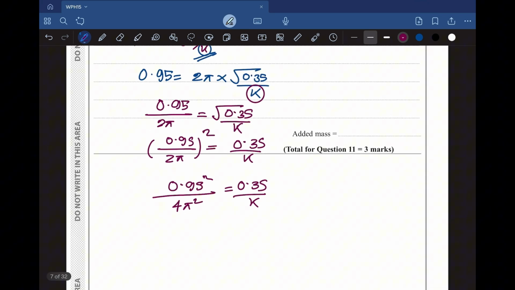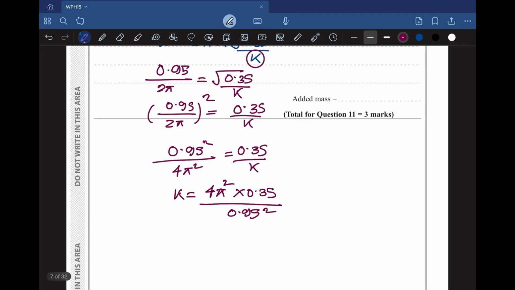Now if we make k the subject, it becomes k is equal to 4 pi squared into 0.35 divided by 0.95 squared. So if we work out the value of k, it comes as 15.3 Newton meter minus 1. So this is basically the value of k.